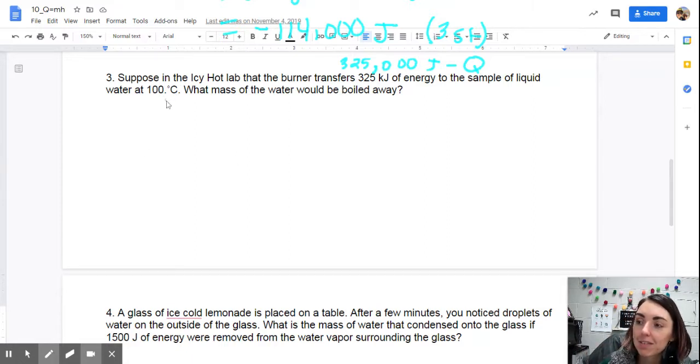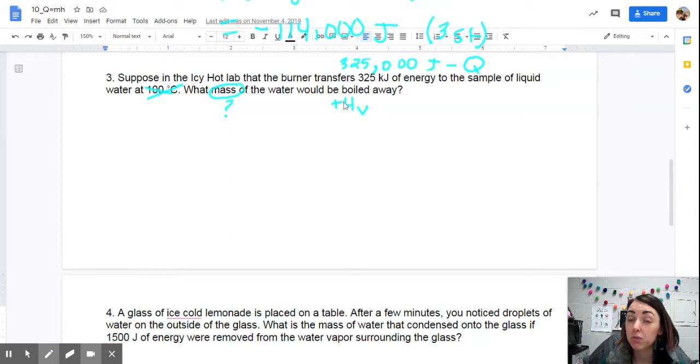It says the sample is liquid at 100 degrees Celsius. I don't care about the temperature. I know water boils at 100 degrees Celsius. That's great, thanks for telling me, but it doesn't matter for my math because I know there's no temperature change. So helpful information, maybe not needed. What mass of the water will be boiled away? So we're looking for mass, and it says boiled away, so that's going to be H sub V positive.